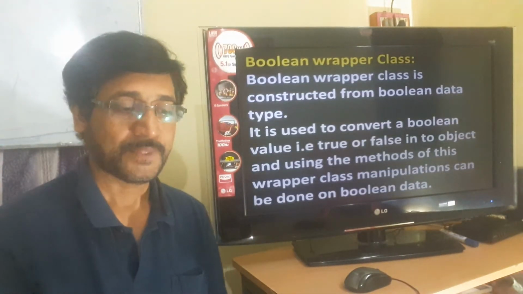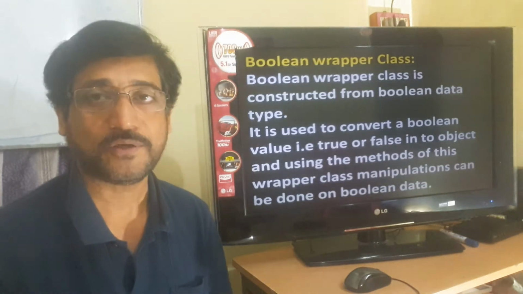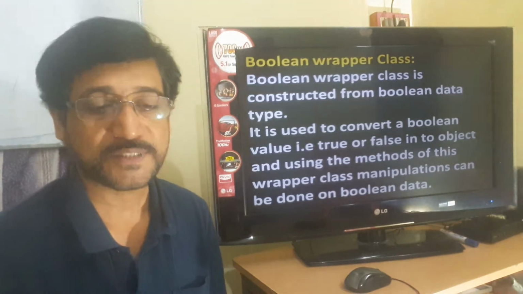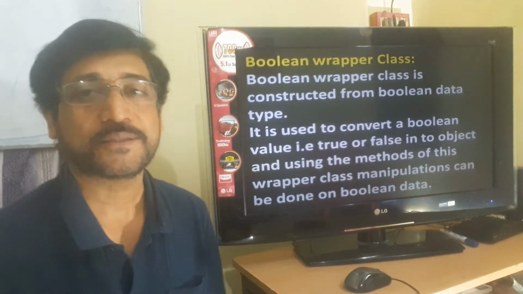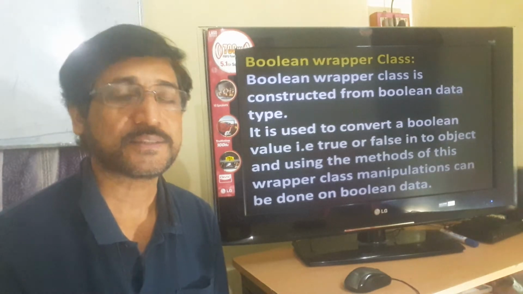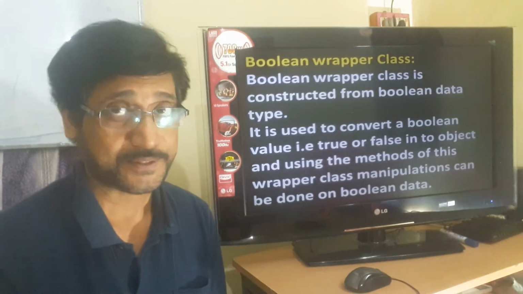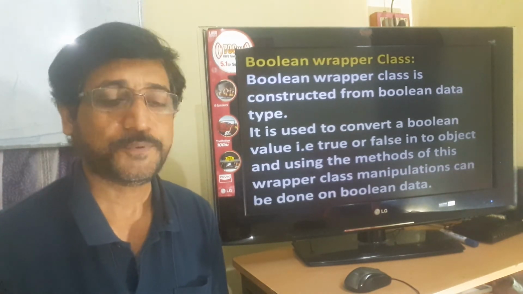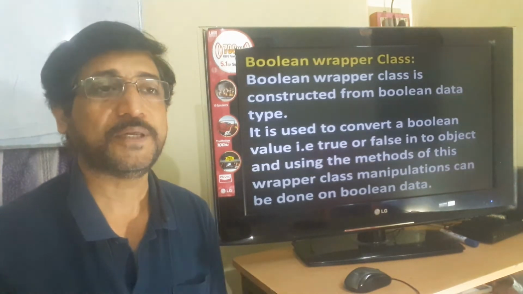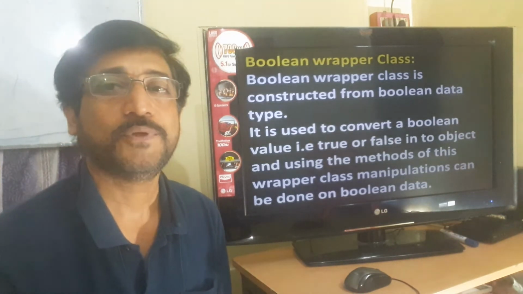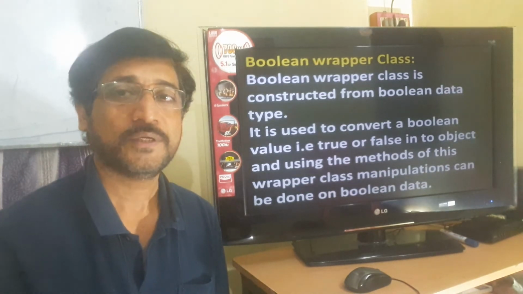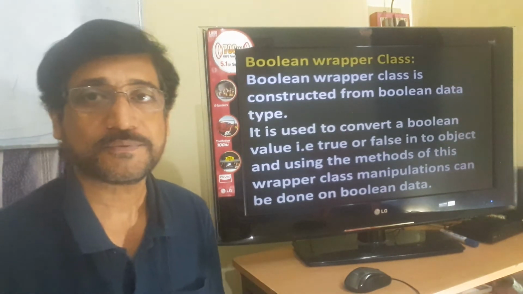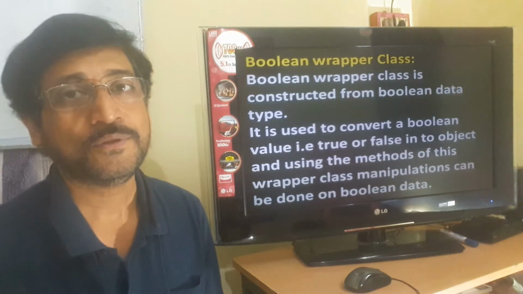Now we have completed all the functions of the Character wrapper class. Now we will discuss the Boolean wrapper class. The Boolean wrapper class is the smallest wrapper class. It contains very few methods. The main function of the Boolean wrapper class is to convert Boolean data into an object. Sometimes, if you want to input a Boolean value true or false in the form of an object, then the Boolean wrapper class is required. Some methods are also there, we will discuss them.